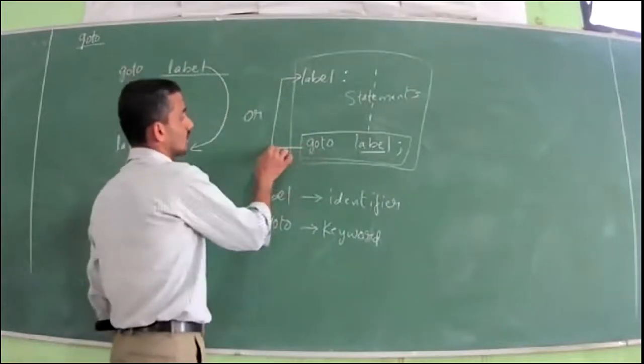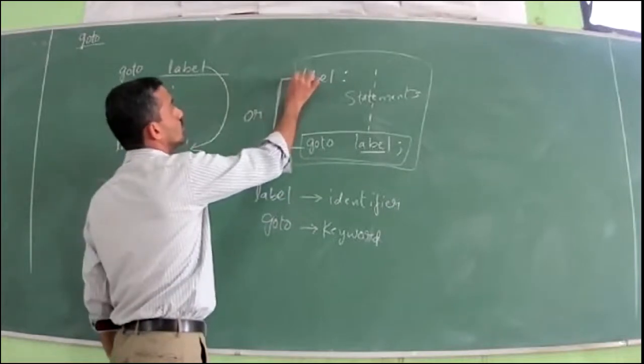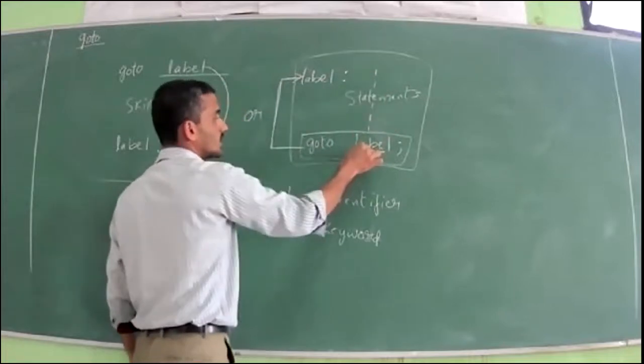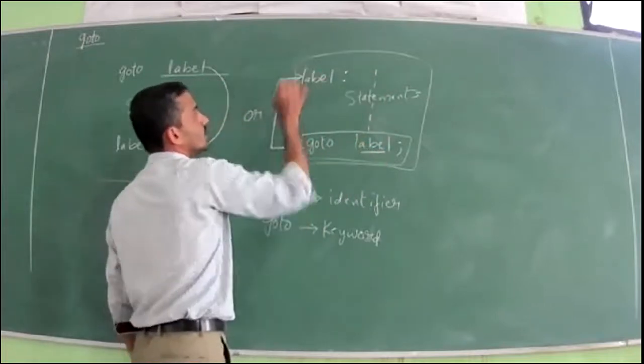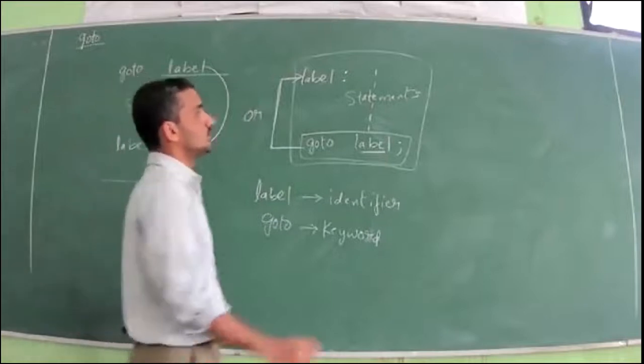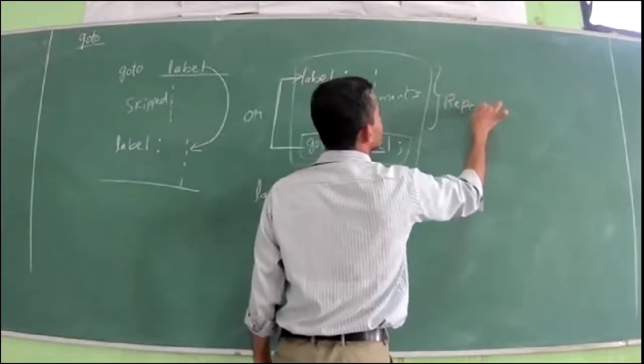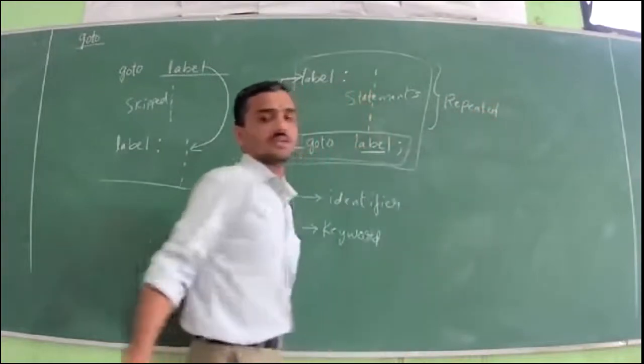So you look at this program control. When program control moves back to the label, these statements are executed again. Again it comes here, and program control will be moving back to the label. So that means these statements will be repeated. Execution will be repeated.